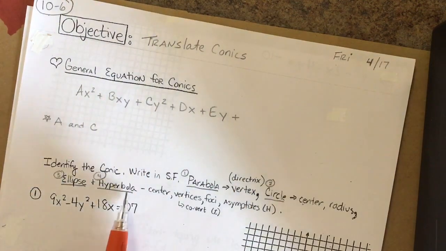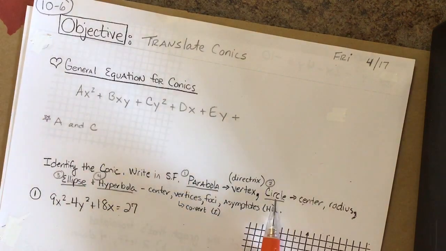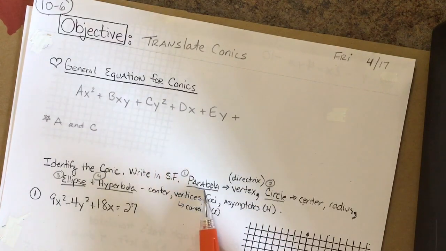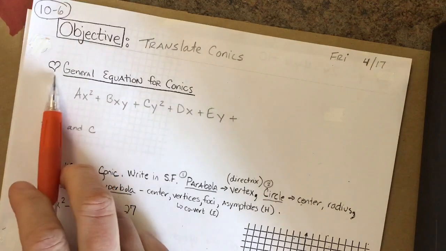The ellipse and the hyperbola have 2 standard form equations. The circle has a standard form equation. Parabola has standard form and vertex form equations. All right, but now we're going to do a general equation for conics, and you're going to love it.